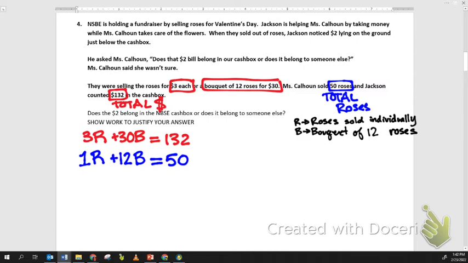What do I need to do in order to do elimination? Multiply one of my equations, because right now if I add those together, neither of my variables cancel out. So what would I need to multiply one of my equations by? -3. Okay, so I want to multiply that bottom equation by -3.